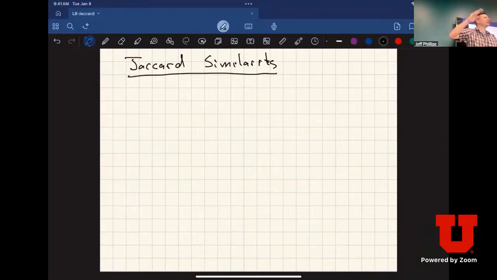Okay, and who's heard of Jaccard similarity before? Okay, this is something you've heard of? A few people. This is defined, instead of between vectors, between sets, right?